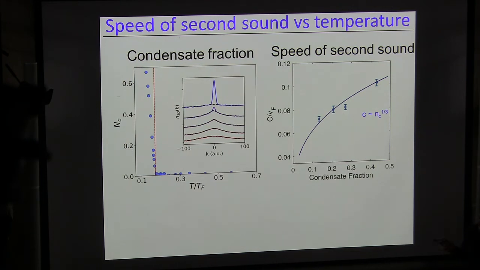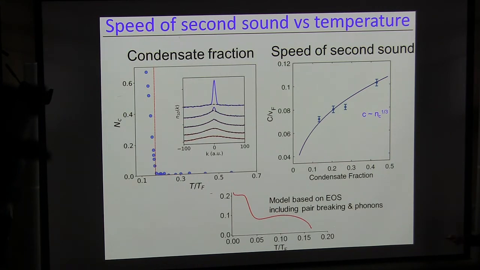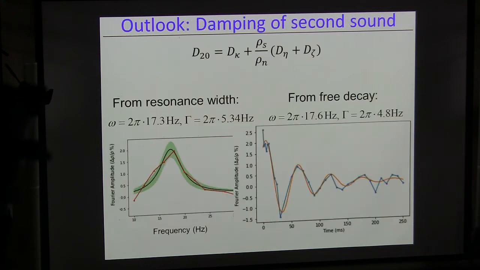So now with cold gases you can measure the condensate fraction rather easily, in this old way of ramping to the molecular side and seeing the momentum distribution of the pairs. And you can also measure the speed of second sound, which gives you the superfluid density. The two should be related in this sort of way, and we have to take more data, but this looks promising. Eventually we should see the speed of second sound go like this, with temperature starting from zero, and then this is the phonon branch, which honestly I don't think we will see. It's probably going to be damped like mad.